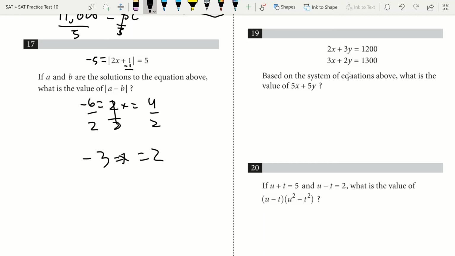So I'm just going to pick one. I'll pick A as -3, so I'll have -3 minus 2 in absolute value. That's going to be -5, but it's absolute value, so my answer then will be 5.